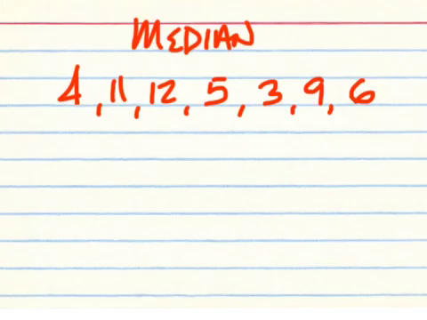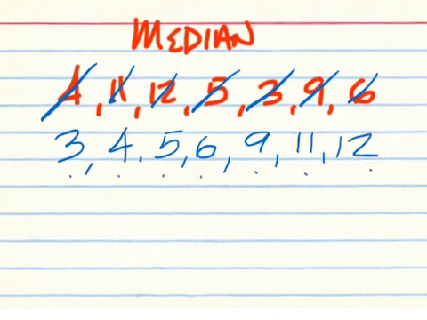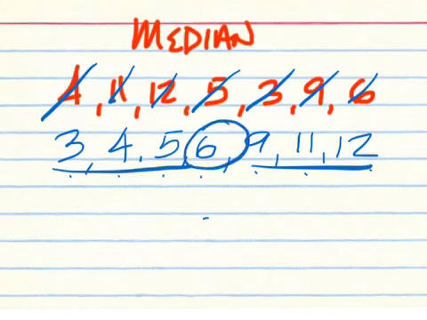The solution for this one, let's start with 3 and then do 4, 5, and 6. And now we'll go to 9, 11, and 12. We have 1, 2, 3, 4, 5, 6, 7 numbers, so that's 3 on the left, 3 on the right, 6 is the median.